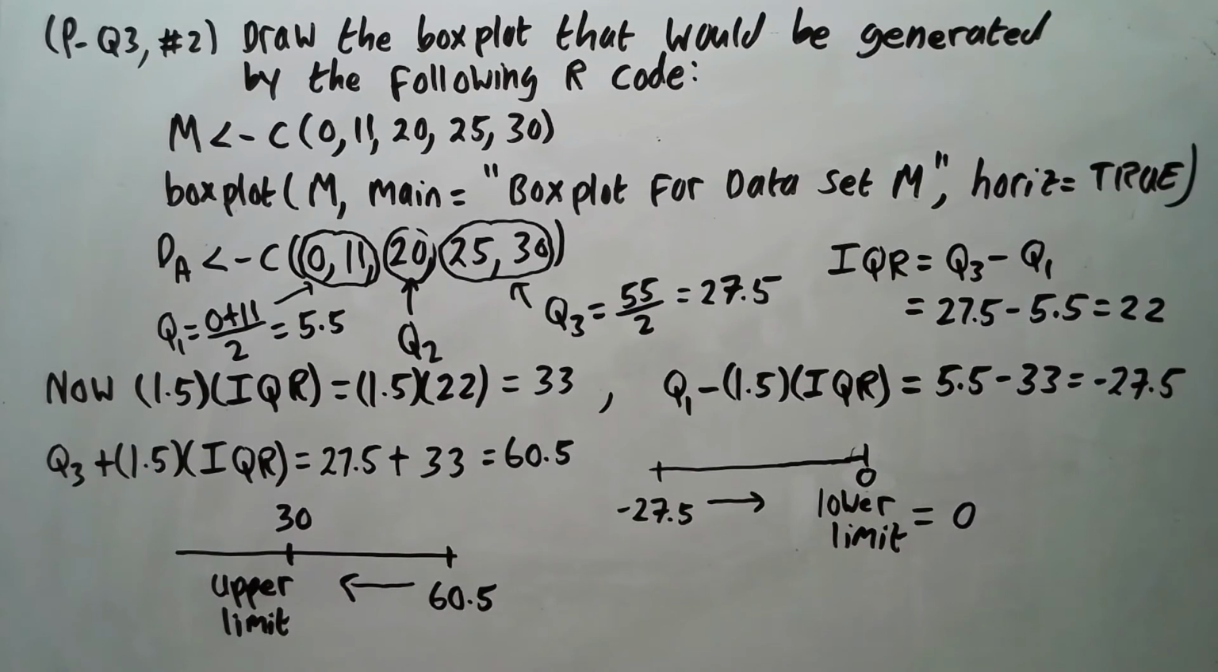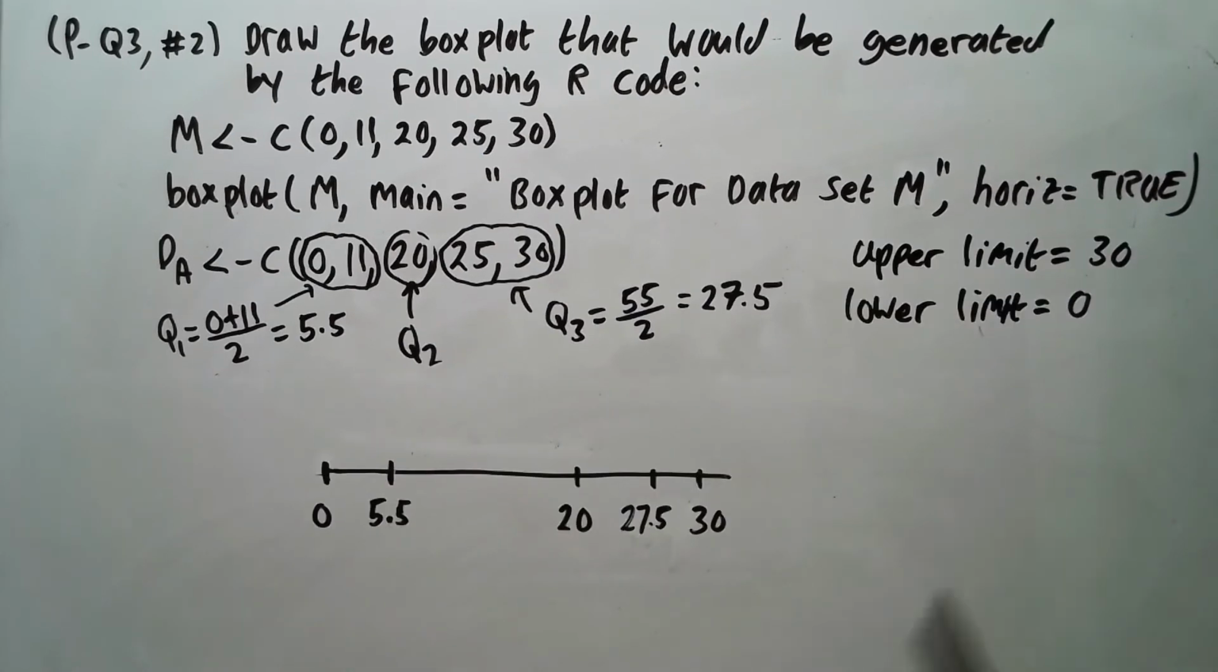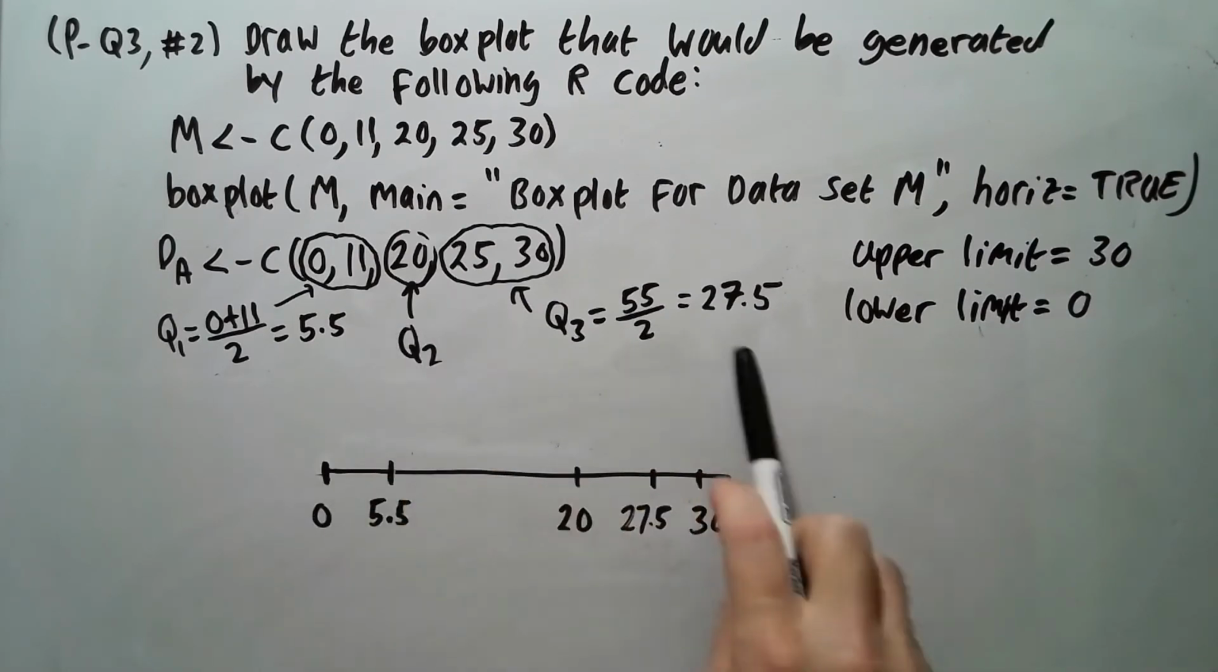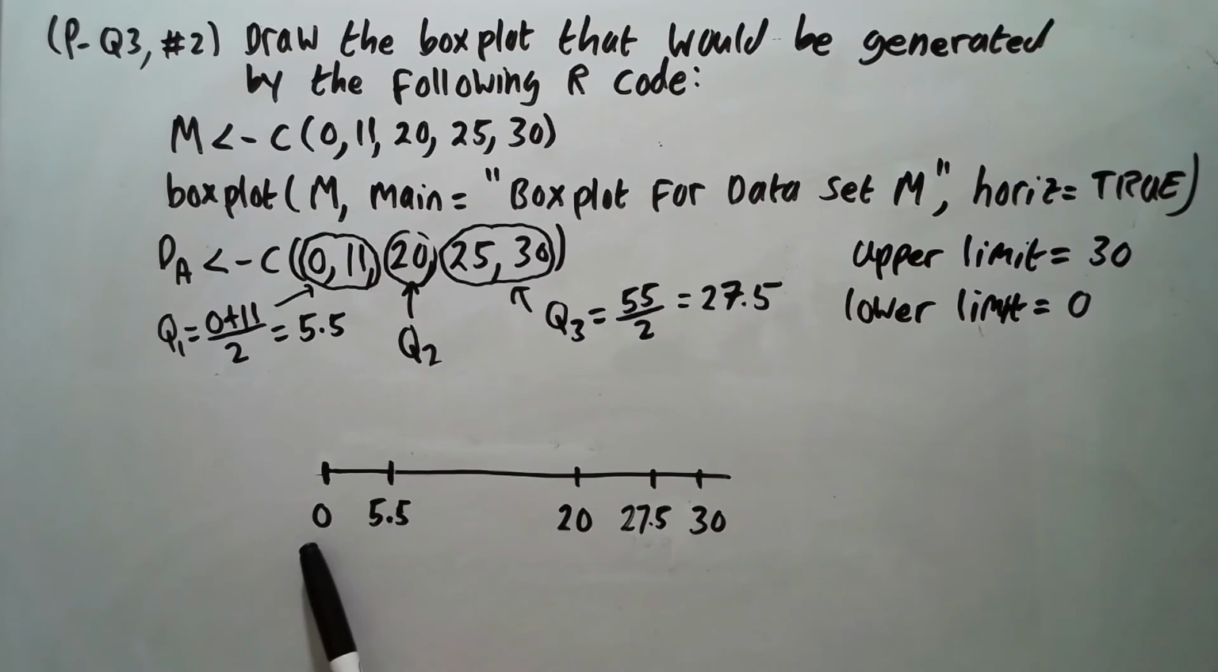We're ready to do the box plot. Okay, so my upper limit's 30, lower limit 0, Q1 5.5, Q2 20, Q3 27.5. So I put all those numbers on the number line here. So 0 lower limit, 5.5 Q1, 20 Q2, 27.5 Q3, and 30 upper limit. So now let me draw the box plot in.